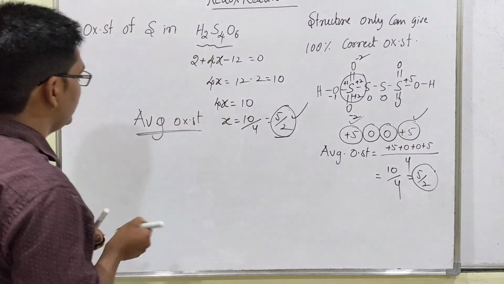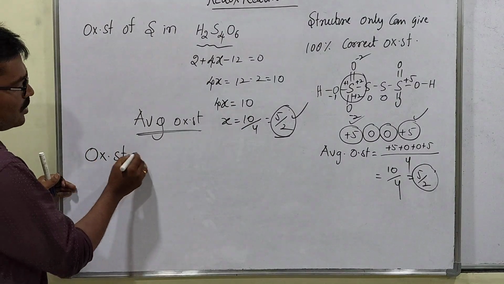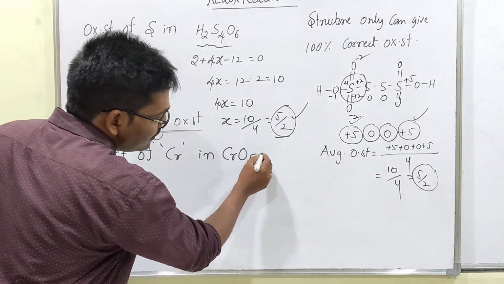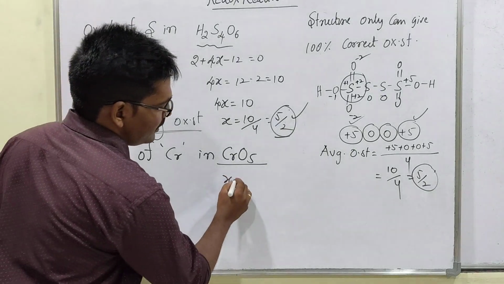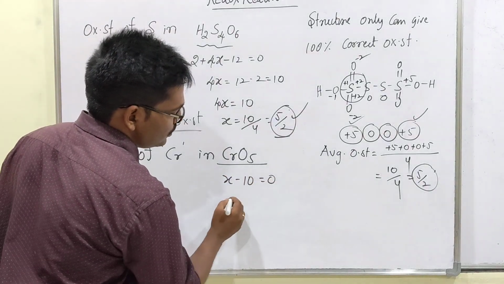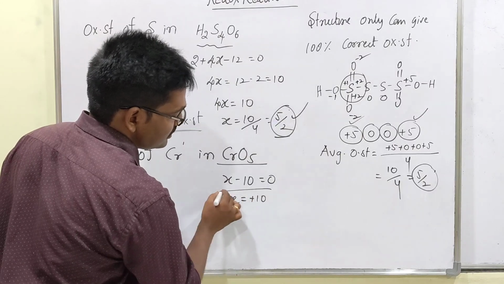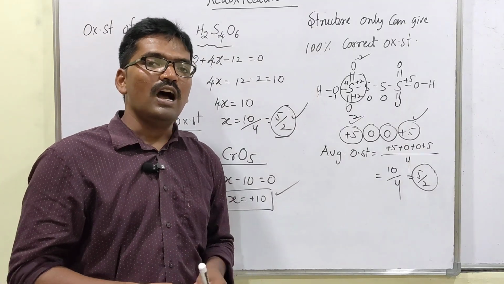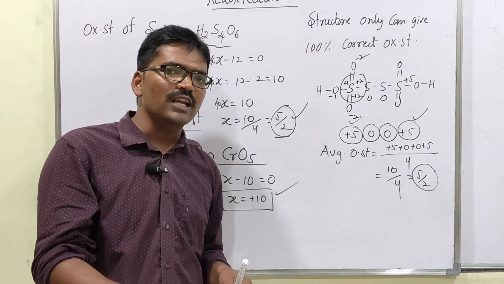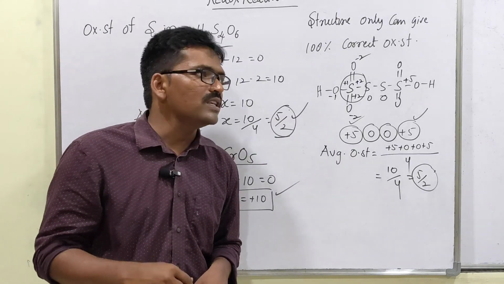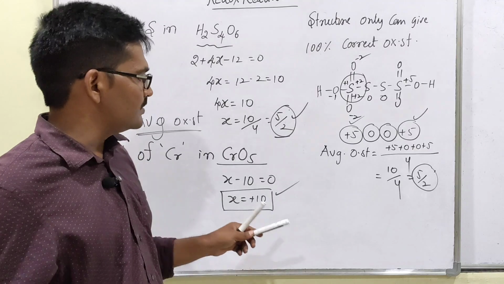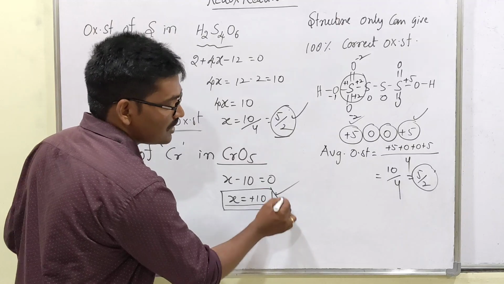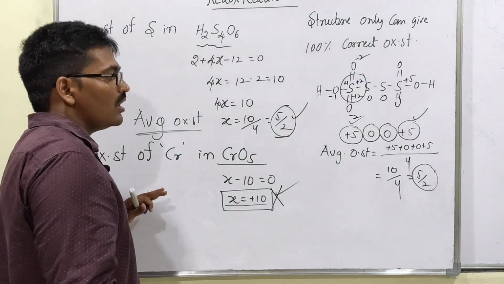Then one more example, in case we take the oxidation state of chromium in CrO5. Sir, x minus 10 equals 0, x equals plus 10 you get. Sir, plus 10, many people did this. Sir, plus 10 came as the oxidation state. No, the highest oxidation state in the entire periodic table is plus 8 only. That is, osmium can exhibit plus 8 oxidation state, right? So that's what I told. Oxidation state plus 10 is wrong. This is wrong. So what you have to know?